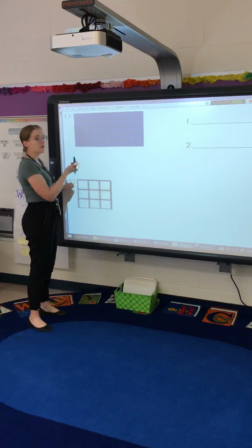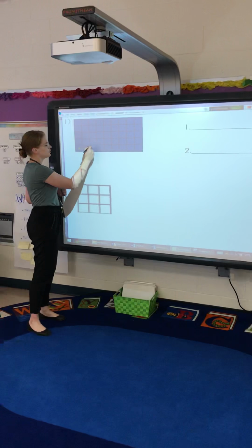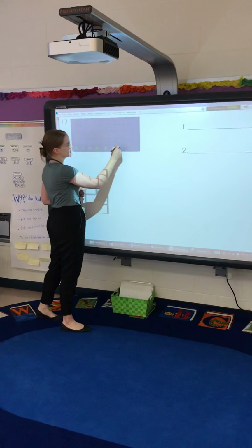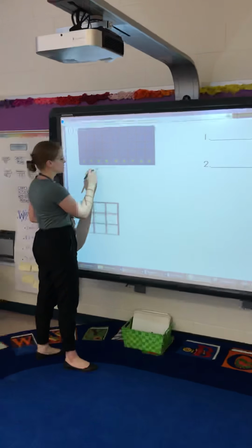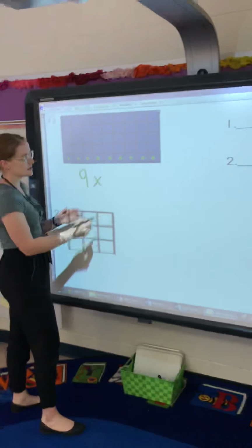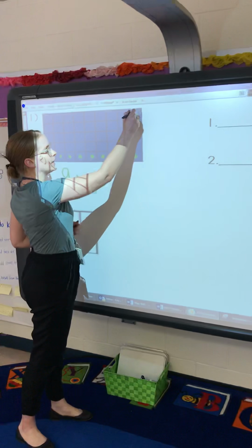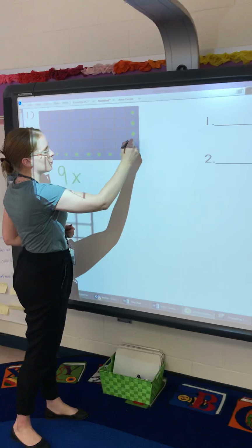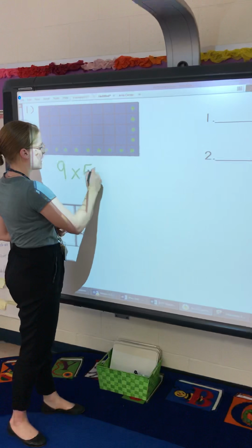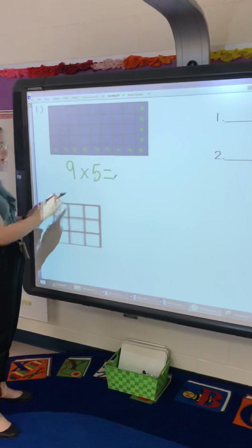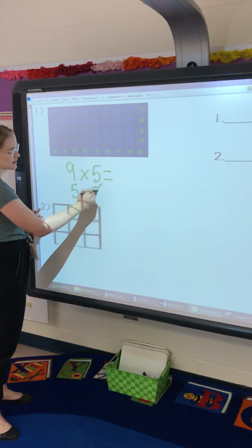We would count the square units: 1, 2, 3, 4, 5, 6, 7, 8, 9. So we have 9 times the width: 1, 2, 3, 4, 5. So we have 9 times 5, which we discussed. We also have 5 times 9.